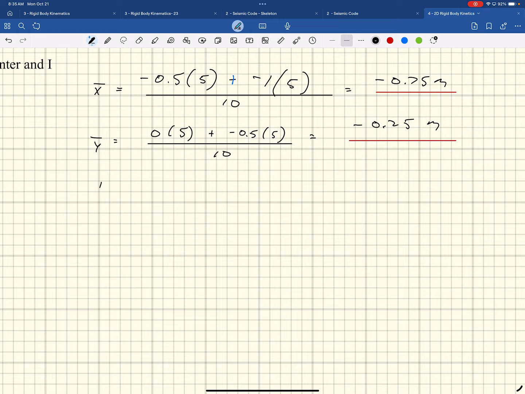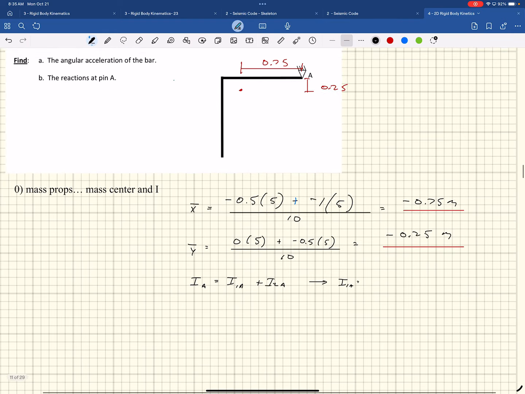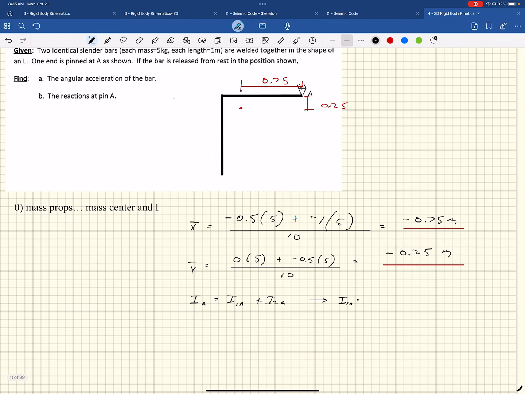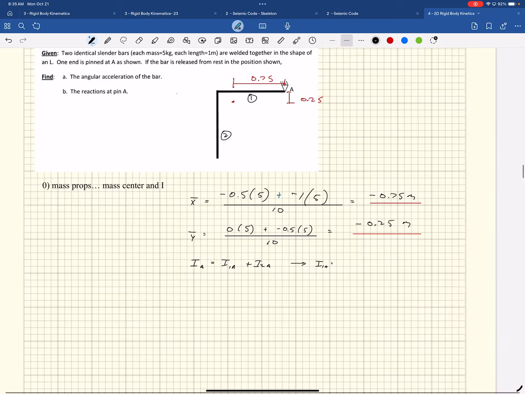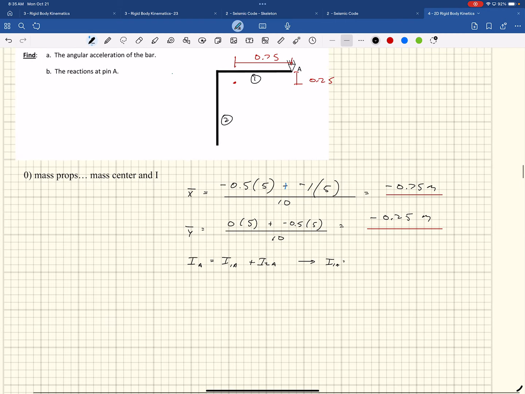All right, I about A is going to be equal to I1 about A plus I2 about A. So I've got to get each one about A. I1A is just going to be, right, so I'm going to say this is object 1, and this is object 2. I1 about A, that is actually in the book, right? That's the moment of inertia of a slender rod about its end. That's m l squared over 3. So I could just go straight to that.